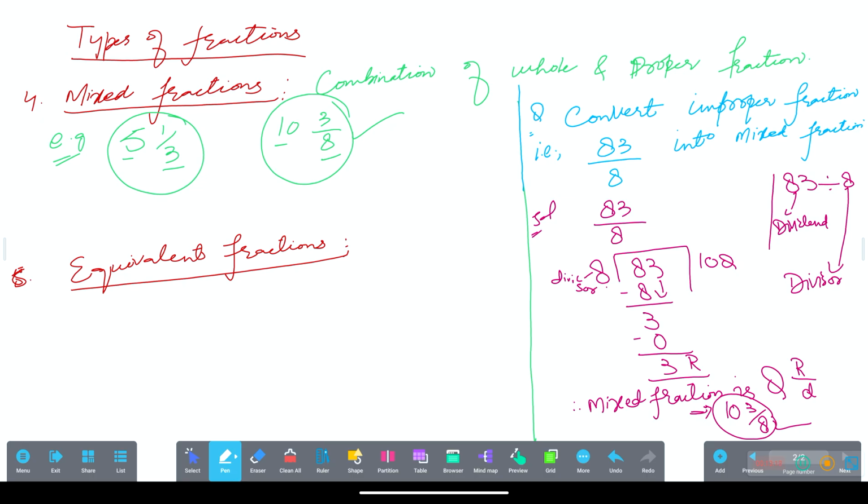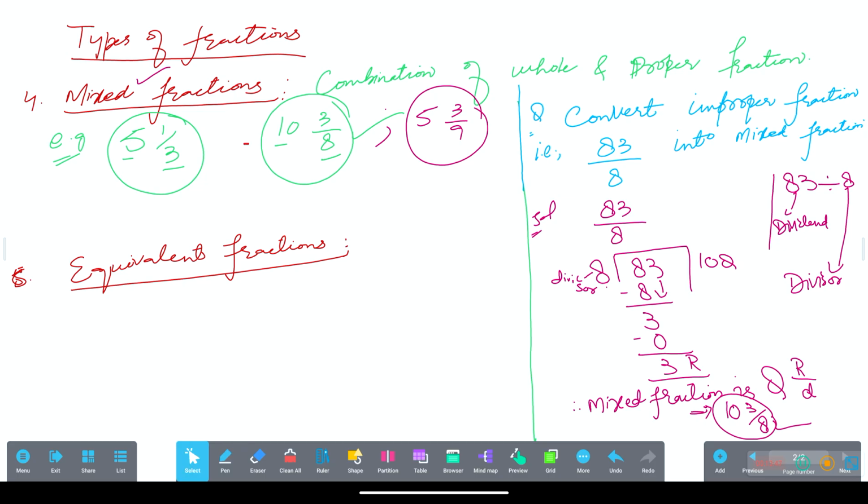You can take a few more examples. Now I'm coming back to the board. You can have 5 3 by 9. You can convert this into an improper fraction, then back to the mixed fraction. Now this was the mixed fraction, simply a combination of whole and proper fraction. With it we came to know how to convert mixed fractions into improper fractions and improper fractions back to mixed fractions.